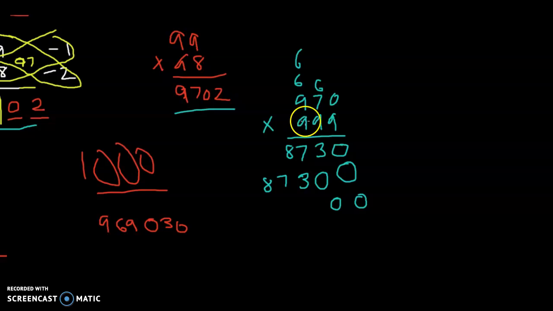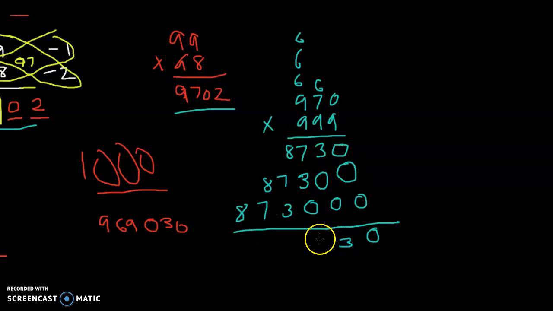Another 0. Nice. 9 times 7 is 63. 9 times 9 is 81, and then another 87. Just a minute, I'm not done. Our answer is 969030. Yep.